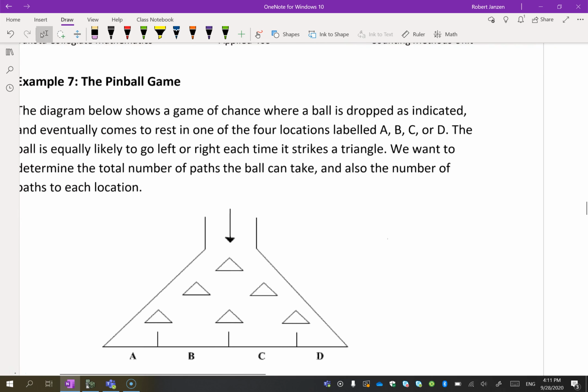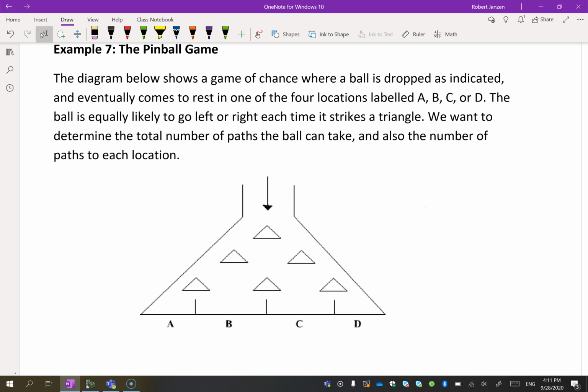Okay, these are all kind of the same questions. You just have to recognize that they're really asking the same thing. So this diagram says you can drop a ball and you're going to end up in A, B, C, or D, and that every time you hit one of these triangles, you have the option of going one way or the other way.